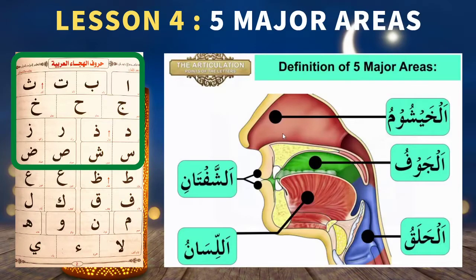Now, al-khayshum, we covered that. Ash-shafatan is the 2 lips. So Allah gave you 2 lips, upper and lower. And you're going to use these 2 to make sounds, to make certain letters, to produce those sounds.